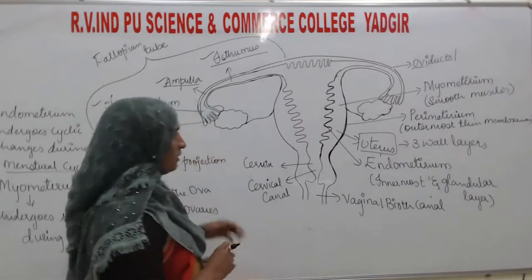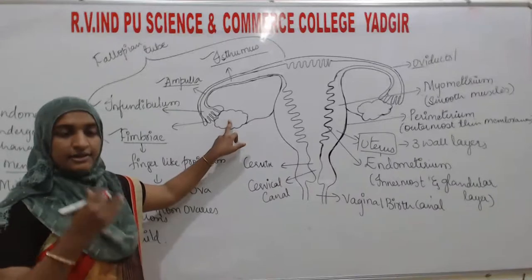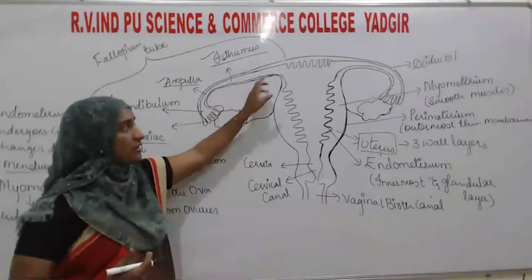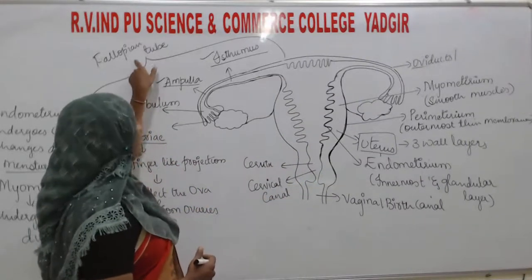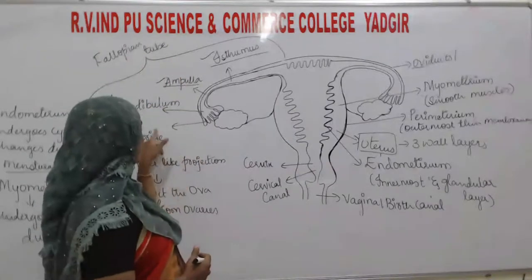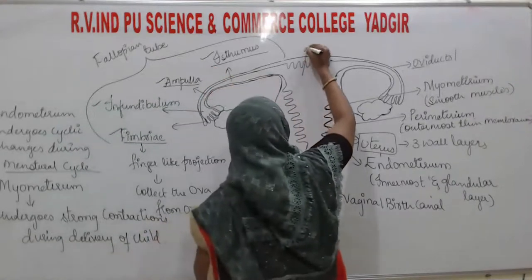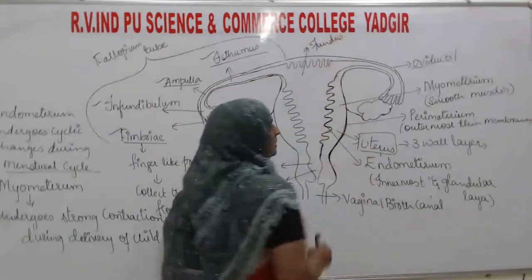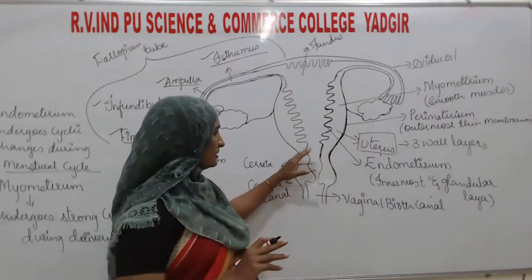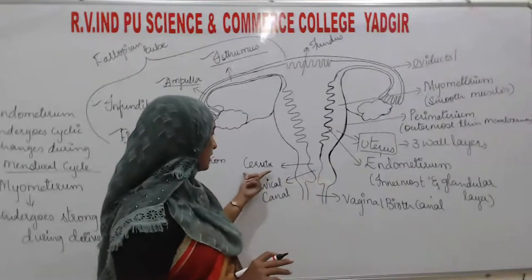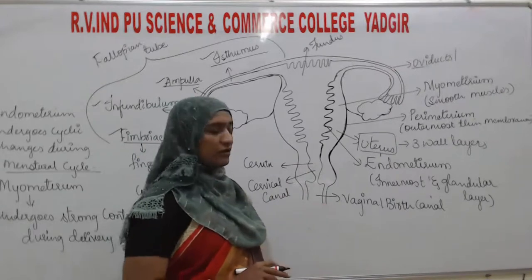So this is about the female reproductive system. We have talked about the primary sex organ, that is the ovaries. Then the secondary sex organs: the oviduct, uterus, cervix, and vagina. The fallopian tube or oviduct has certain regions: fimbriae, infundibulum, ampulla, isthmus. Here this narrow region, you can call the fundus. And this is the uterus, which is made up of three wall layers, as I just explained. Next, there is a canal, which we call the cervix, with a cavity, the cervical canal, and lastly, the vagina.